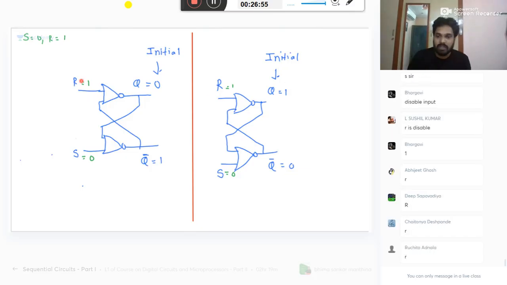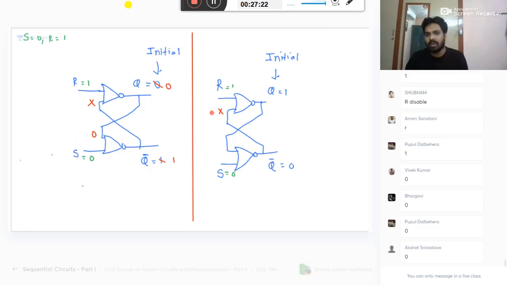Now please listen carefully, observe. If one of the inputs to the NOR gate is 1, this is what we call disable. The other can be anything, doesn't matter. 1 plus anything is 1, whole bar is 0. That 0 will come. Here also, when S is 0, R is 1, one of the inputs is 1, the other can be anything, it doesn't matter. 1 plus anything is 1, whole bar will give you 0 only. That 0 will come, 0 bar will give you 1.